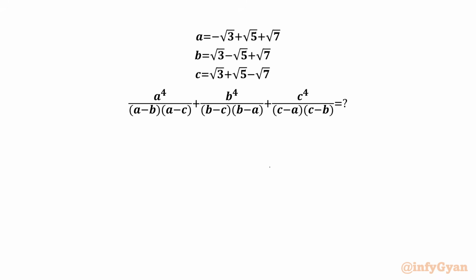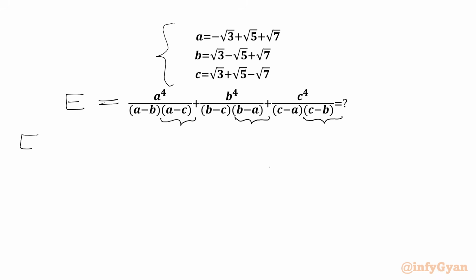Here we have to find this required expression, let's say E, given that A, B, C are radical expressions. So let's get started. We do not have appropriate cyclic form in the variables A, B and C, so we are going to take -1 common from A minus C, -1 common from B minus A, -1 common from C minus B bracket.